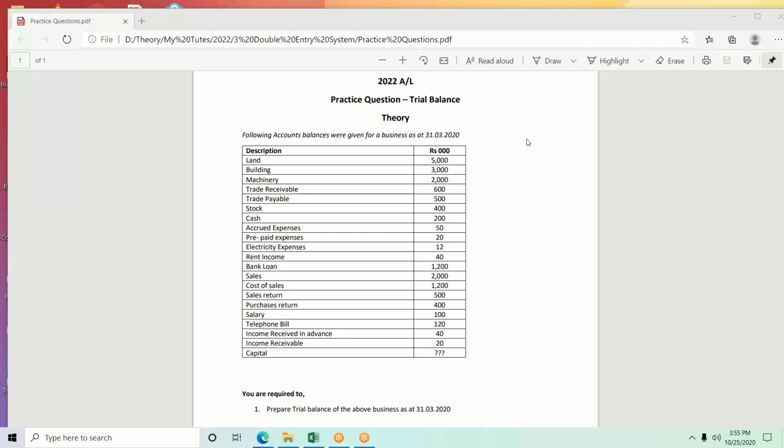Good day, everyone. This question is from the 2022 classroom practice question for the trial balance.